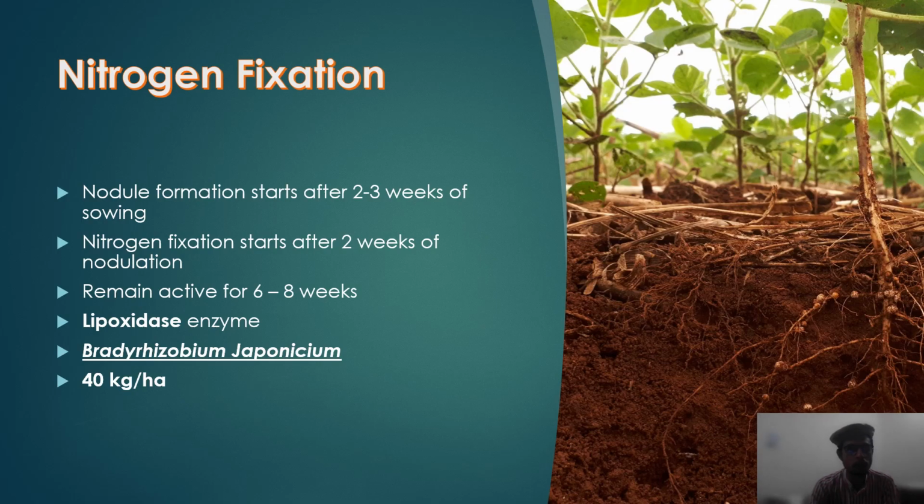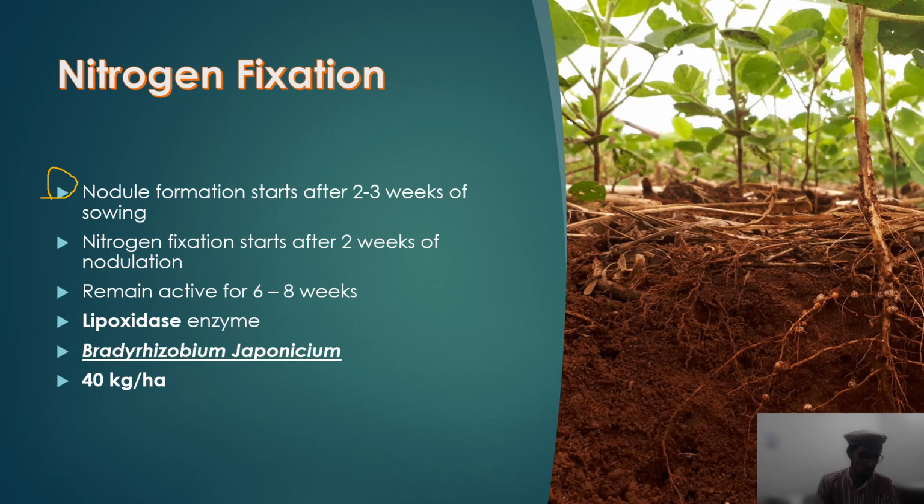As all of you know, soybean belongs to the leguminosae family, and it has the ability to fix atmospheric nitrogen into a usable form of nitrogen. So nodule formation starts after 2 to 3 weeks of sowing. After 2 weeks of nodulation, nitrogen fixation starts in these nodules, and it remains active for 6 to 8 weeks.